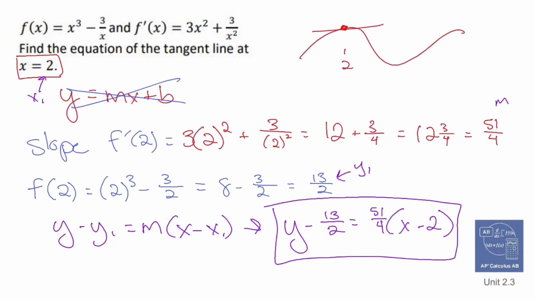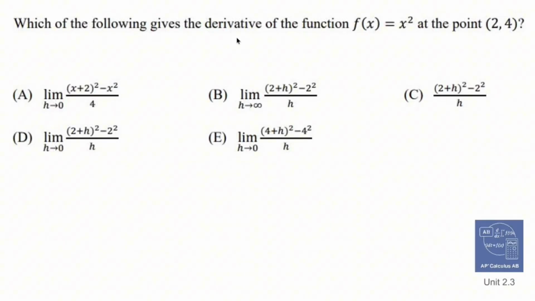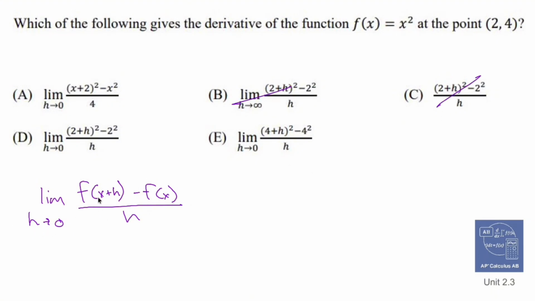Which of the following gives the derivative of the function f of x equals x squared at the point 2, 4? Well, by definition, the derivative is the limit as h approaches 0 of f of x plus h minus f of x all over h. So h approaches 0, which eliminates you. You don't even have a limit, so we're getting rid of those guys.